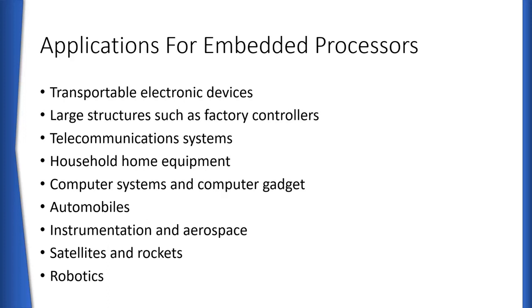Telecommunication systems also use several embedded systems, from telephone switches to cellular telephones. Embedded processors also are utilized in consumer electronics such as game consoles, DVD players, printers, etc. Several household equipments also use embedded systems like microwave ovens, washing machines, dishwashers, etc.